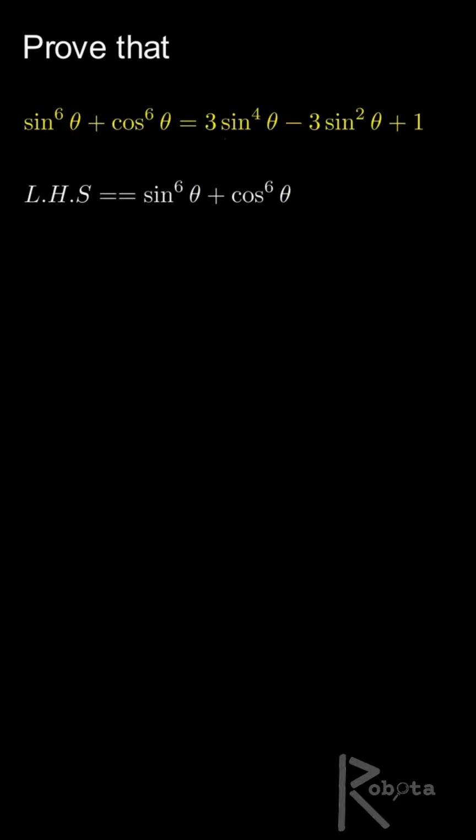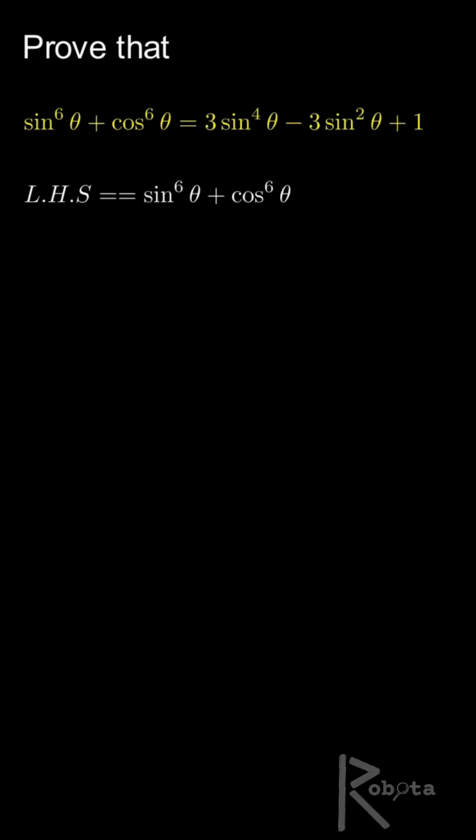Let's prove an interesting algebraic identity involving trigonometric powers. We are going to show that sine to the sixth power of theta plus cosine to the sixth power of theta is equal to 3 times sine to the fourth power of theta minus 3 times sine squared theta plus 1. We begin with the left-hand side of the equation, sine to the power of 6 theta plus cosine to the power of 6 theta.